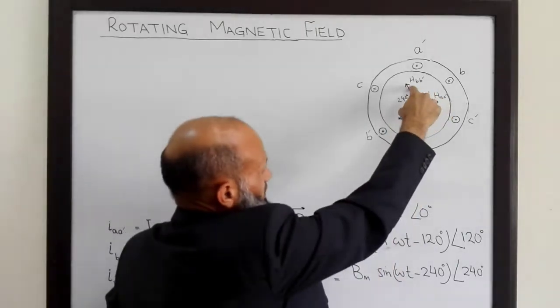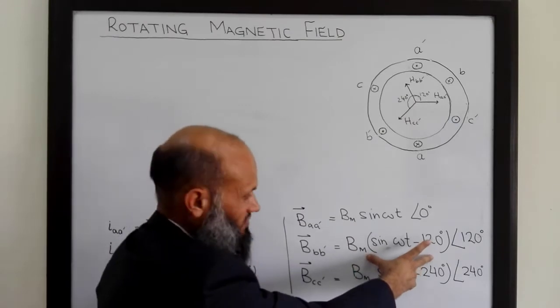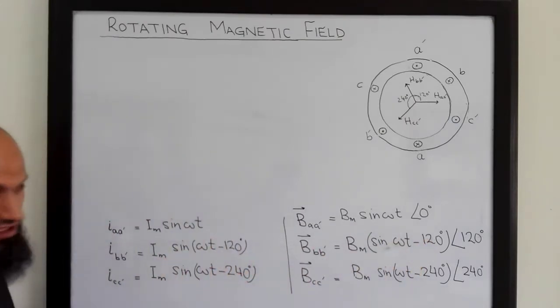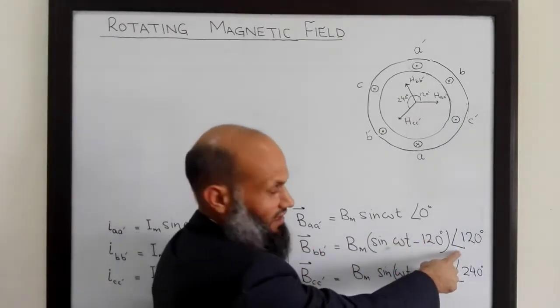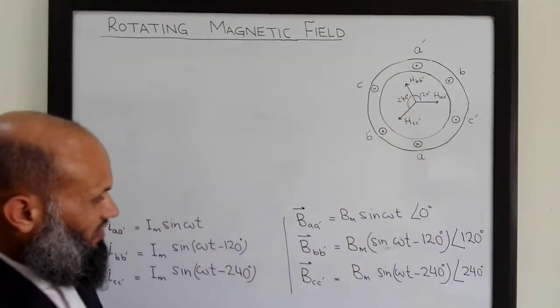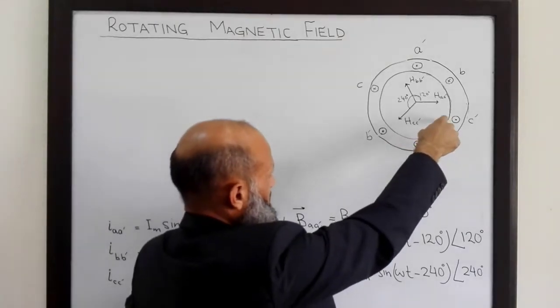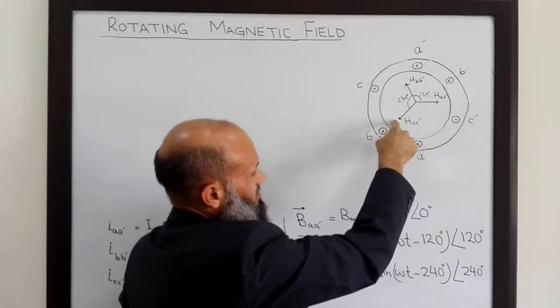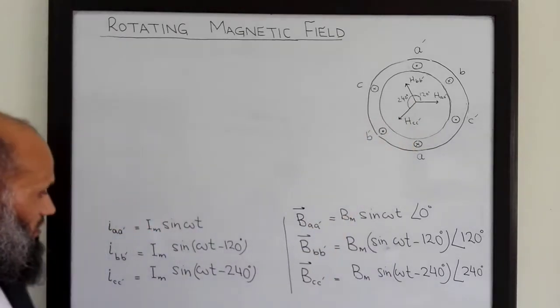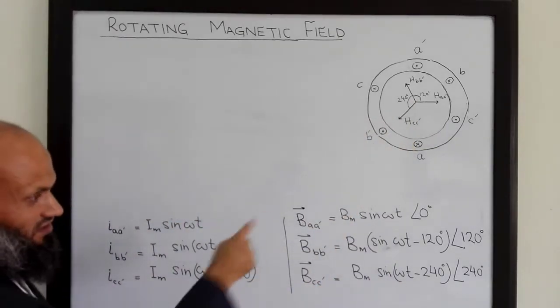Due to this magnetic field, there will be flux density. Magnitude of this flux density is proportional to the current in the coil, and its angle is in this direction, that is 120 degrees. And likewise, flux density due to coil CC dash is directed in this direction, and its magnitude is proportional to the current in the coil.